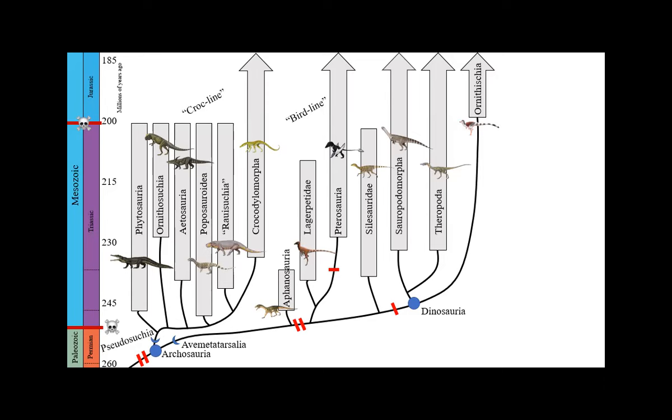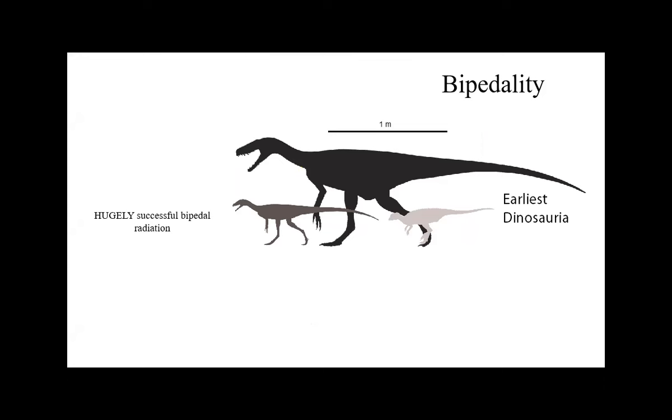I have one synapomorphy to give you all for Dinosauria. I'm extremely confident in it, believe it or not. And that one synapomorphy is bipedality. The common ancestor of the three major clades of dinosaurs, theropods, sauropodomorphs, or the long-necked dinosaurs, and ornithischians, which are all the ones that have horns and clubs and duckbills, all the Triassic members of Dinosauria, especially in the beginning, are little bipeds. And so this is a hugely successful radiation of bipedality.